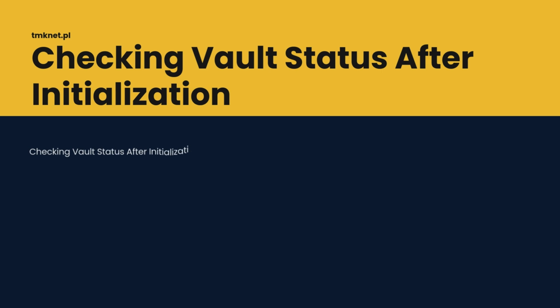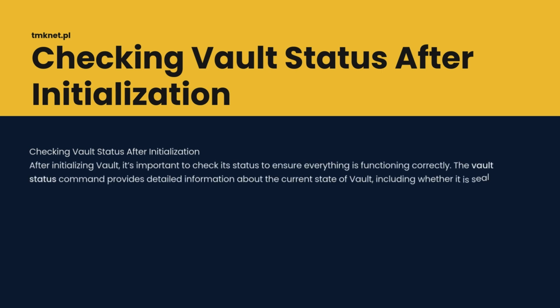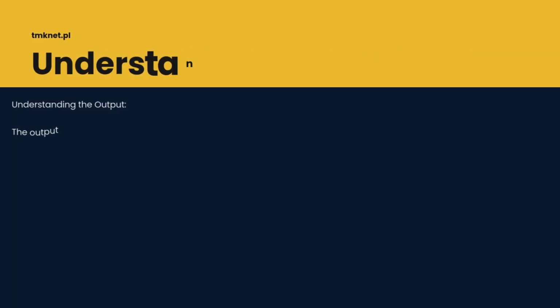Checking Vault status after initialization. After initializing Vault, it's important to check its status to ensure everything is functioning correctly. The vault status command provides detailed information about the current state of Vault, including whether it is sealed, the number of key shares, and other critical details. Here's how to use it. Open your terminal and enter the following command. vault status.